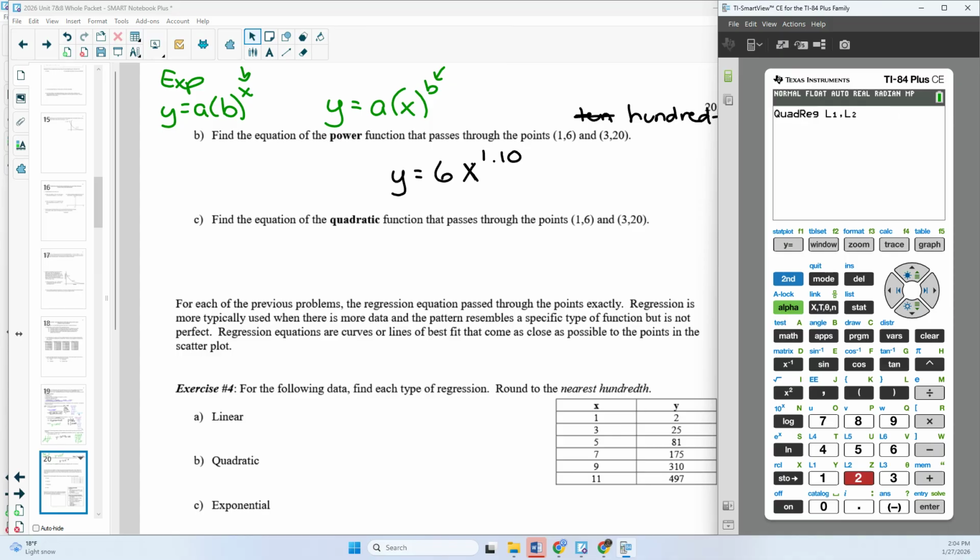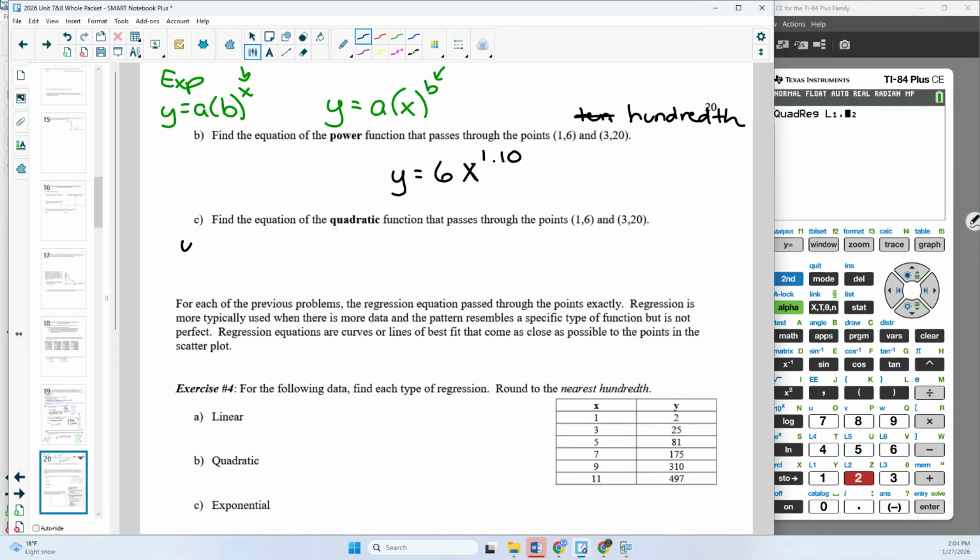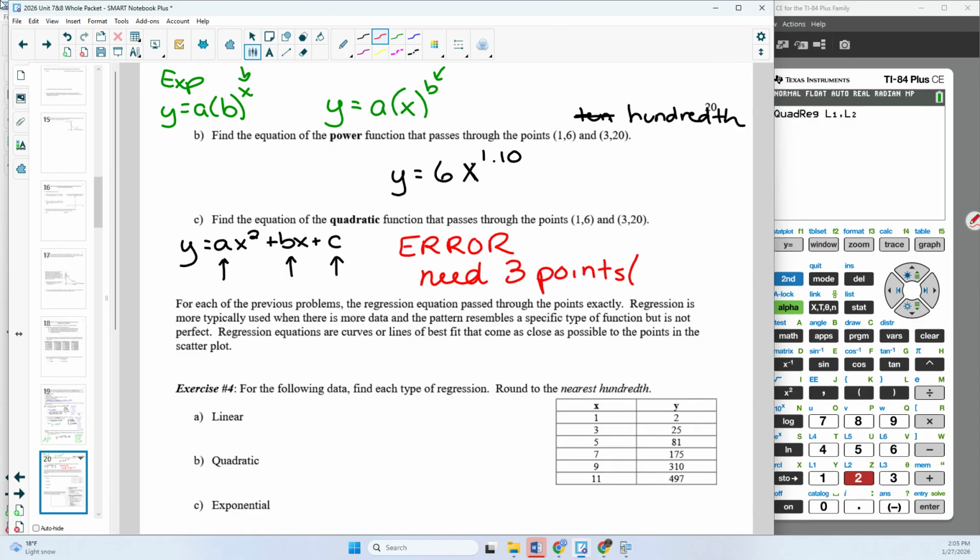The main issue of why this won't work is because a quadratic function has 3 parameters or 3 values that you need to find. So we know from solving equations that means I need 3 inputs or 3 data points. You can't find a specific quadratic function that goes through 2 points. There's actually a bunch of different ones, so it won't find this. Whereas if I add any other point, a third point, it will be able to find something. So for here, there's an error, and you need 3 points at least.